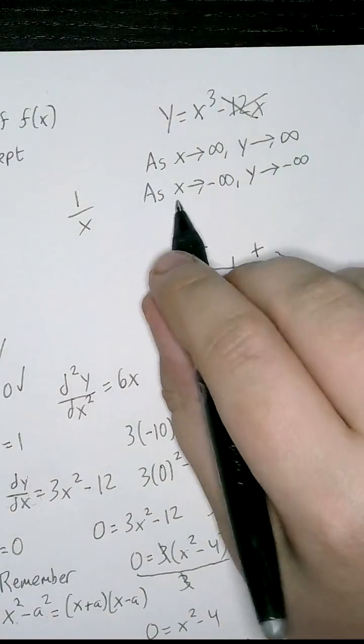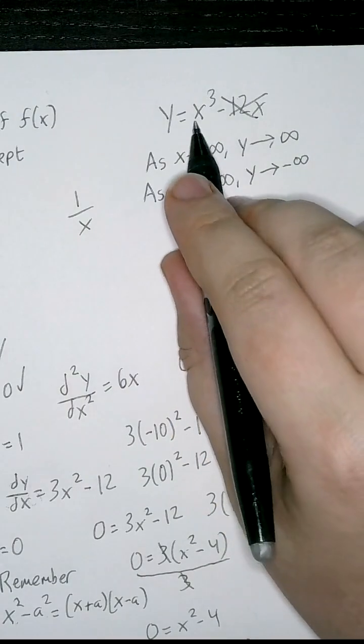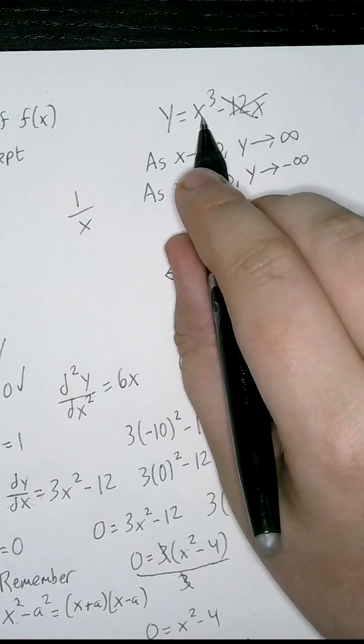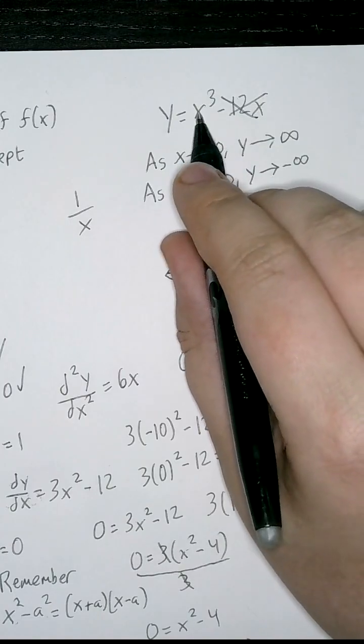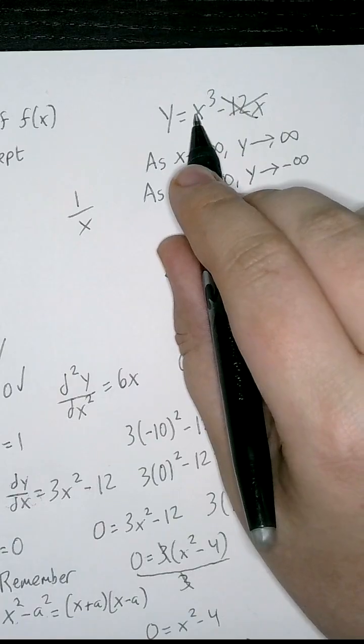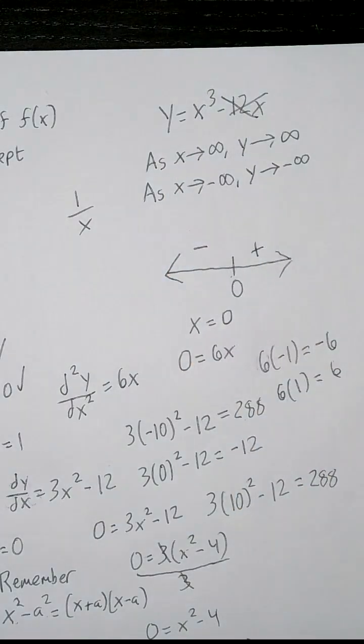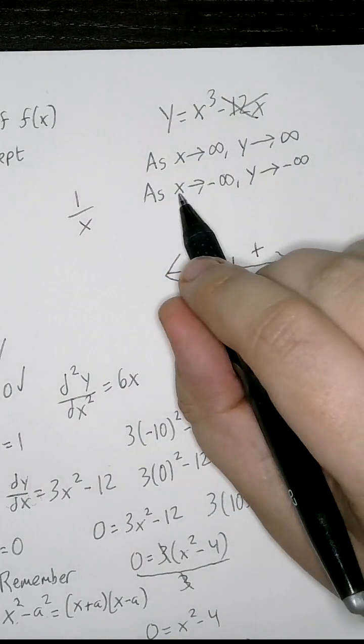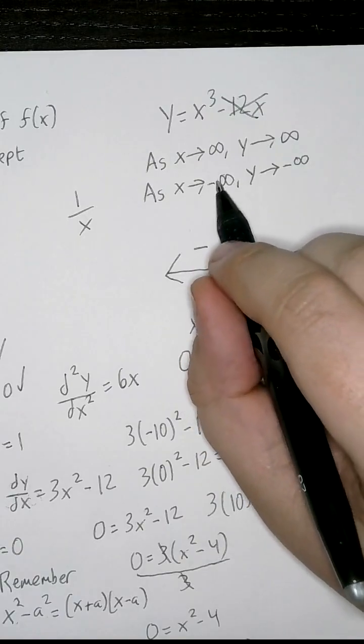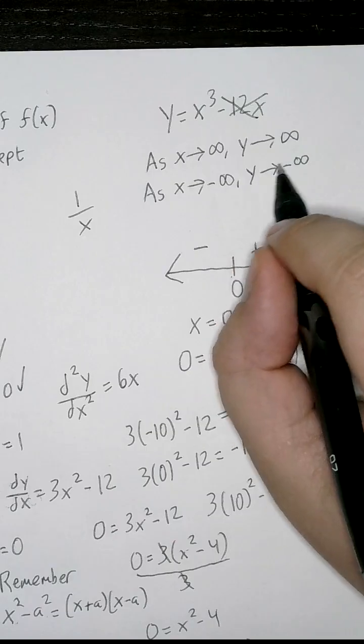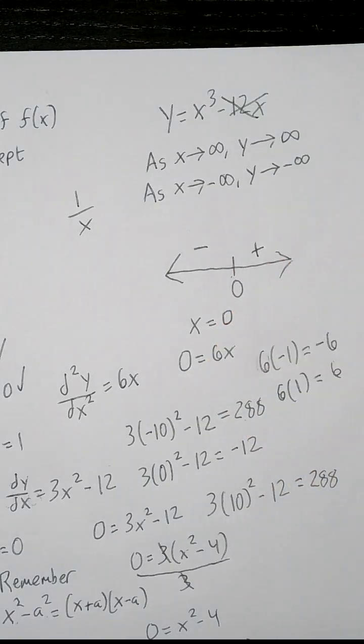Same thing is true when x approaches negative infinity. No matter what negative number I choose, a negative number all cubed is also going to return a negative number. So that's why as x approaches a really large number in the negative direction, y is going to approach negative infinity. Does that answer your question?